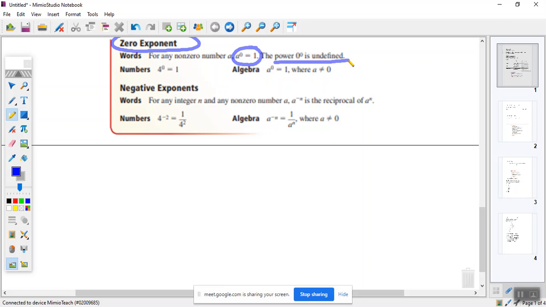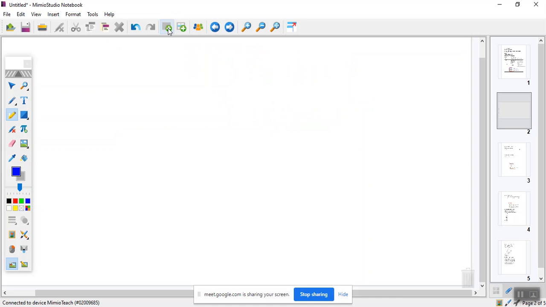I have a question for you guys. Does anybody know why a number to the 0 power is equal to 1? Or have you just been told that before? You've been told that before? Okay, let me ask you this question. Let's see what you know.